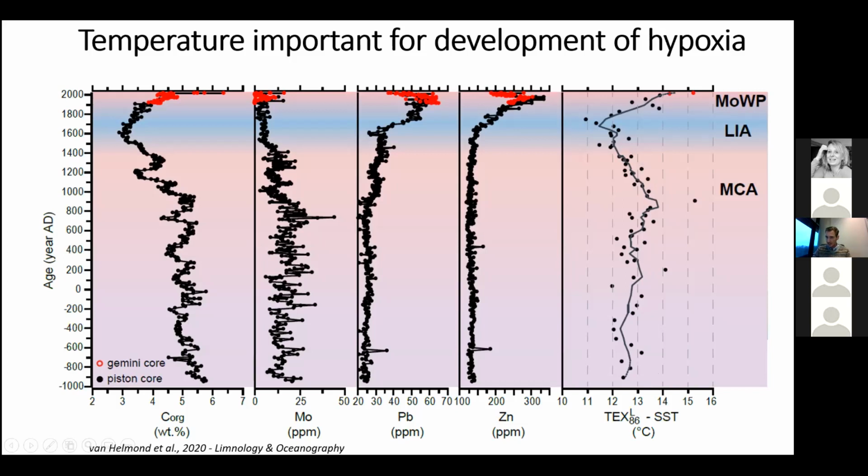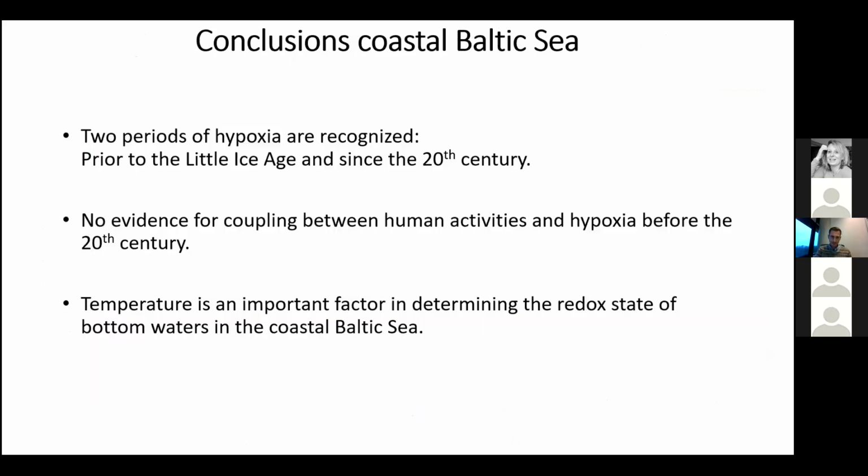period. And actually the period where we don't find hypoxia is also known as the Little Ice Age in northwestern Europe. So we really see that there's a coupling between temperature and deoxygenation of the water column in the coastal zone of the Baltic Sea, or at least here in this part of the Baltic Sea, the Stockholm archipelago.